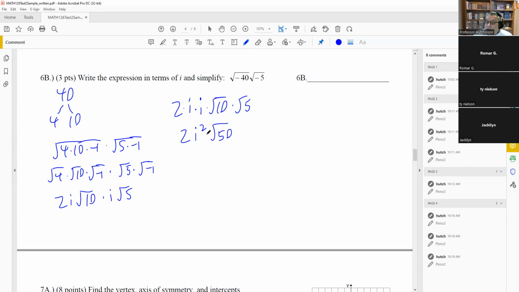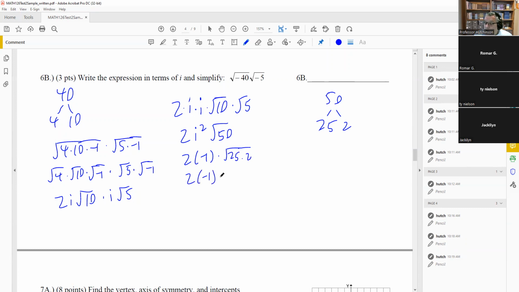Now the i squared is going to turn to -1, and then the square root of 50, or the number 50, I should say here, 50. I want to look for the biggest square. So that goes into 25 times 2. So 25 is a perfect square there. So I'm going to do a -1 inside here. And then this is going to be the square root of 25 times 2.